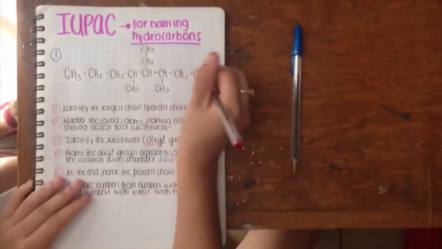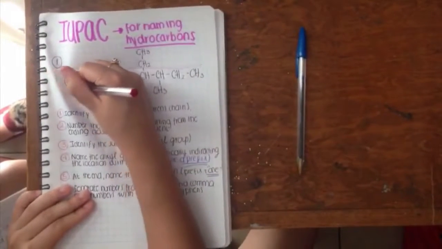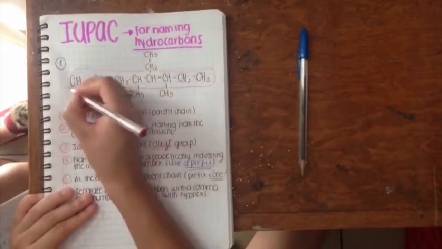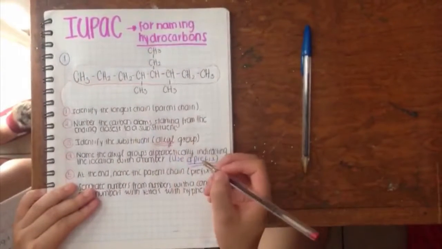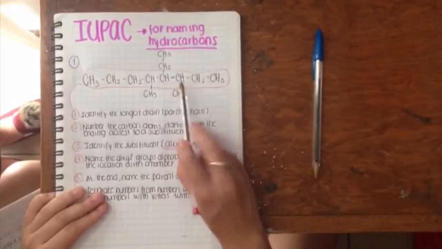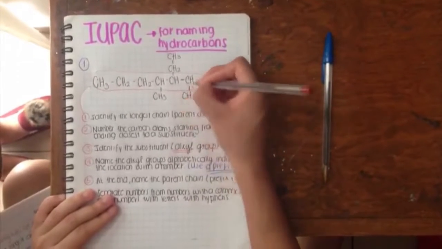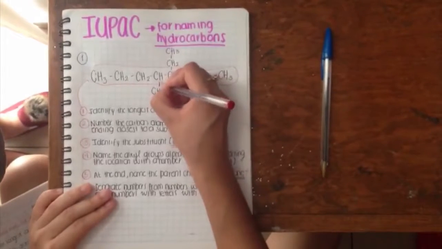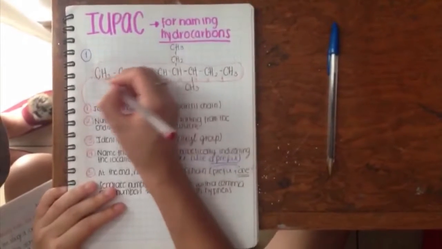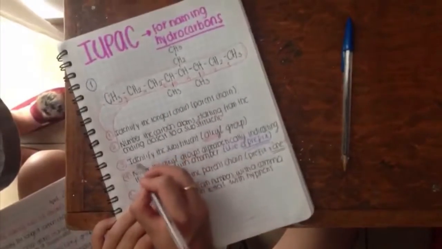The IUPAC rules are so easy, so we're going to start with an example. The first IUPAC rule says that we need to identify the longest carbon chain. So in this example, we're going to circle the chain that is in the middle because it has 8 carbons. The second rule says to number the carbon atoms starting from the end closest to the substituent. In our example, we're going to put the numbers from right to left, numbers 1 to 8, because there are 8 carbons.